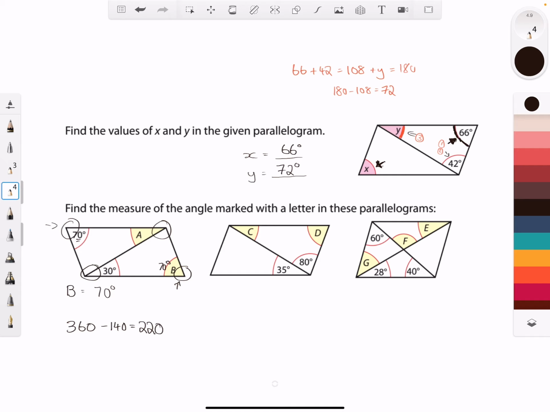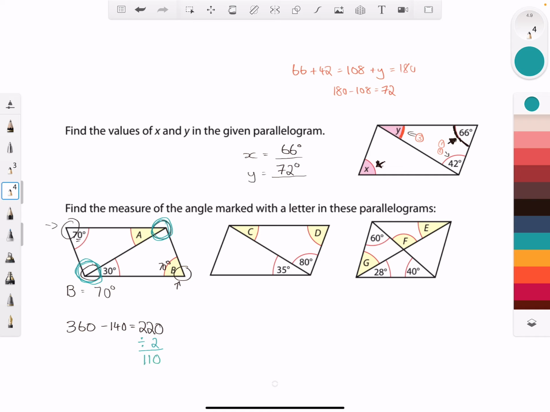So what that means is that if I add, now I'm going to change the color. If I add this corner and this corner together, I should get 220. Okay, so how do I find out what each corner is? Well, 220 divided by 2 would give us 110, right?